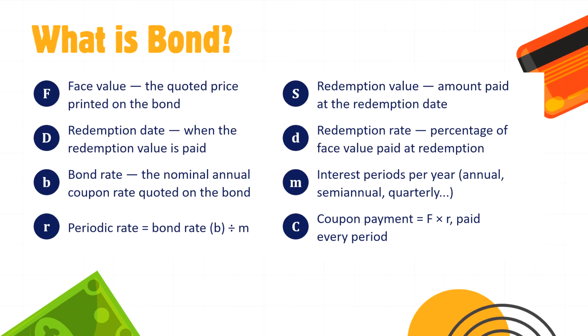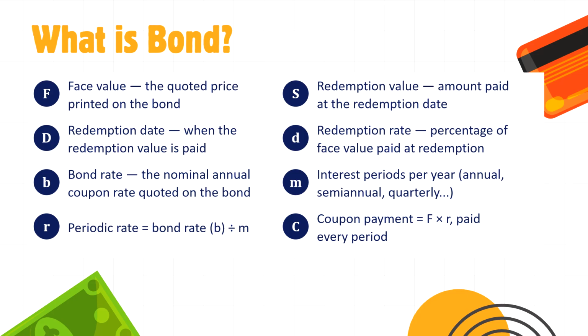Now, before we get into the math, let's define the symbols we'll be using throughout, because every formula from here on reuses these same letters. So F is the face value. Face value is the quoted price printed on the bond. S is for redemption value. Redemption value is the amount paid at the redemption date. D, big letter D, is for redemption date. Redemption date is when the redemption value is paid.